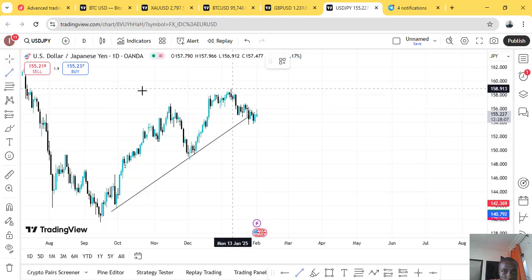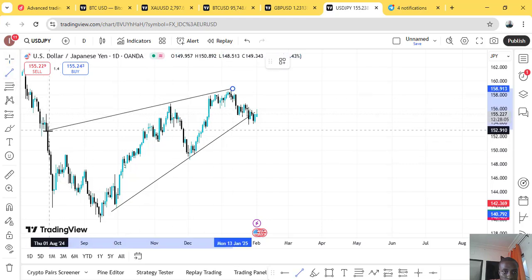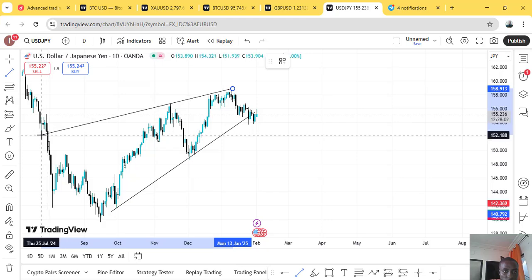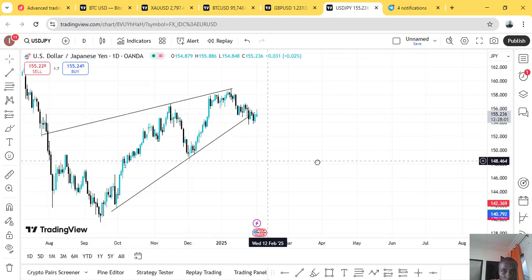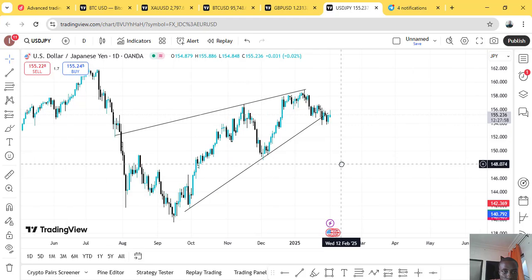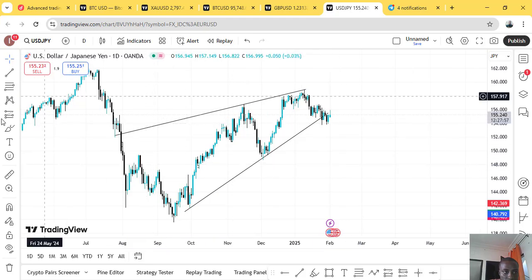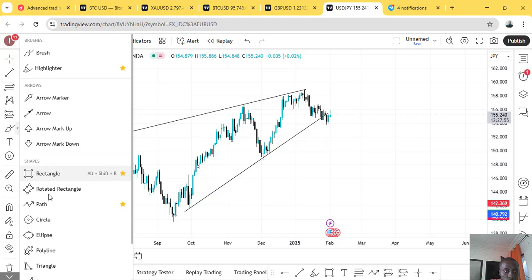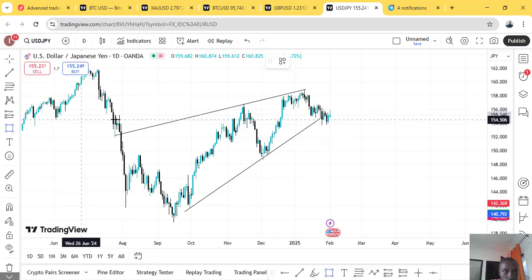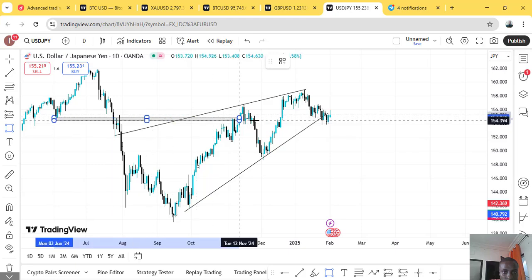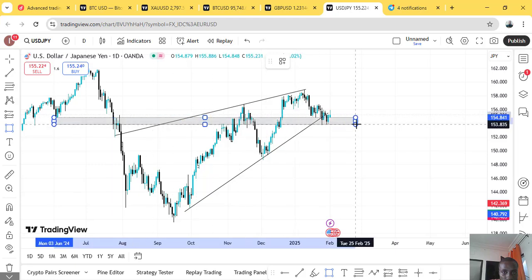Anywhere you see price has been rejecting a couple of times, you can just connect, because price is probably going to react again in those zones, because price action is, what happened in the past will still happen again, right? So if you see, these are key zones where price has reacted a couple of times. As you can see here, this is a key zone here, right?